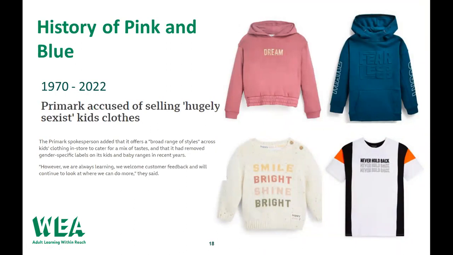And then when we look at today, in 2022, there was something recently in the news, I don't know whether you saw it, about Primark, and it said Primark were being accused of selling hugely sexist kids' clothes. And these are some examples of the clothes that they had on their website. So, for example, you had a girl's sweatshirt in pink and it said dream, and you have a boy's sweatshirt in blue and it says fearless.